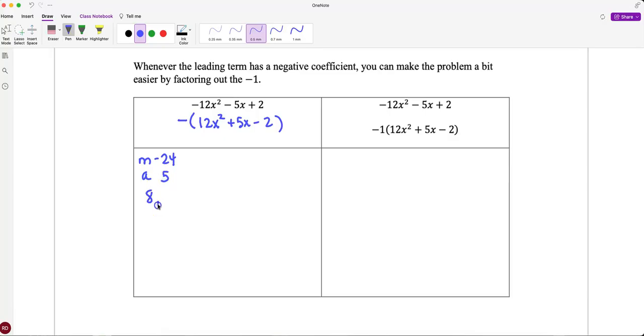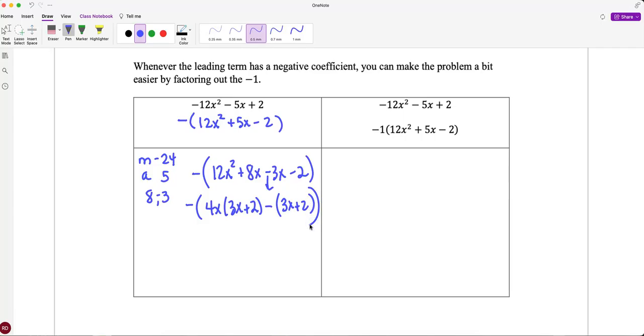So I think that's going to be the 8 and the 3, with the 3 being negative. So I've got negative, and this is 12x squared plus 8x minus 3x minus 2. I can factor out a 4x, 3x plus 2. Copy down that minus sign. There's nothing to factor out of the 3x minus 2, but when I factor out the negative, this is what, 3x plus 2. So your final factorization here is what? 3x plus 2 times 4x minus 1.